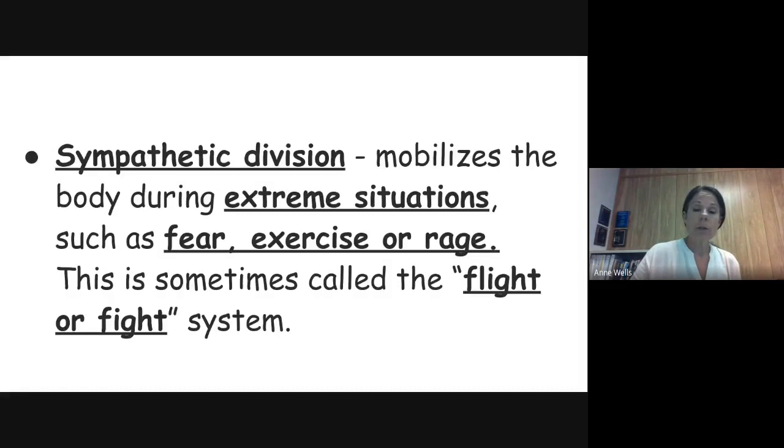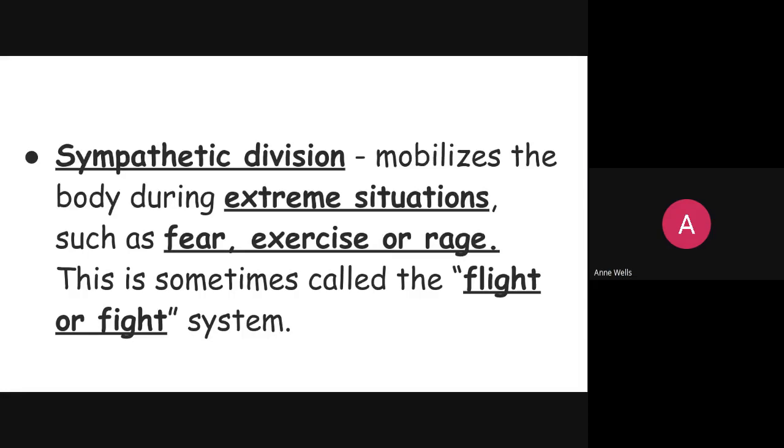So let's take a look at the sympathetic division. It mobilizes the body during extreme situations. Fear, exercise, rage. This is sometimes called the fight or flight system. In other words, when your body is just really excited, let's say that something happened to somebody's baby and they were trying to get them to the hospital as fast as they could, then that would be your sympathetic division that would take over.